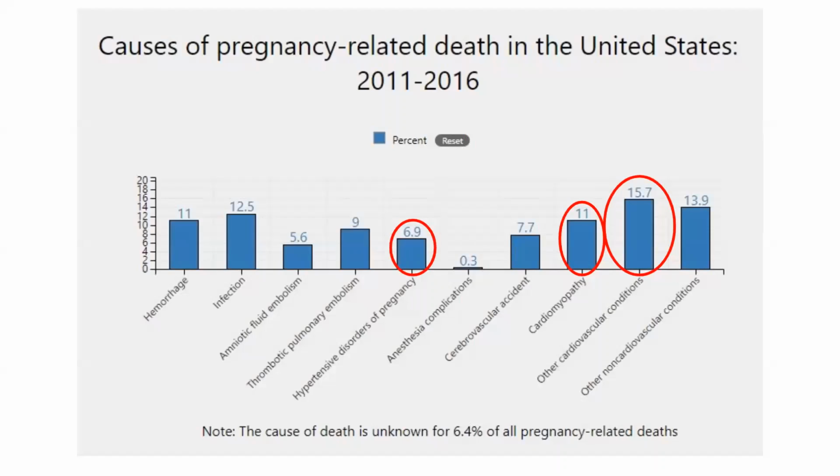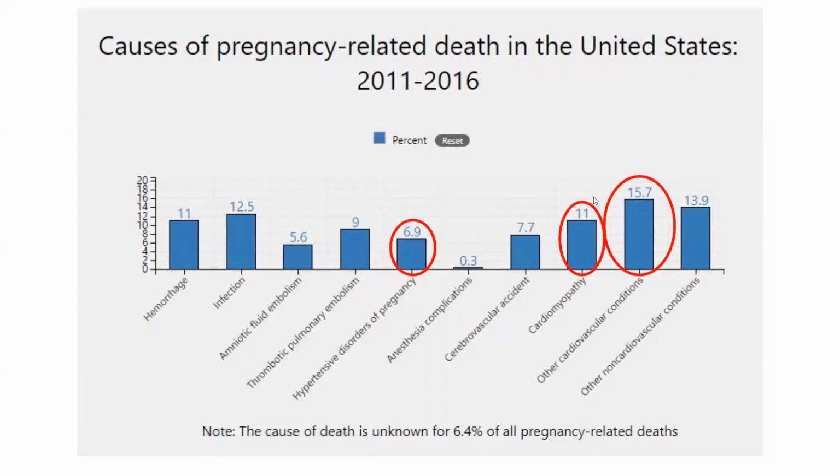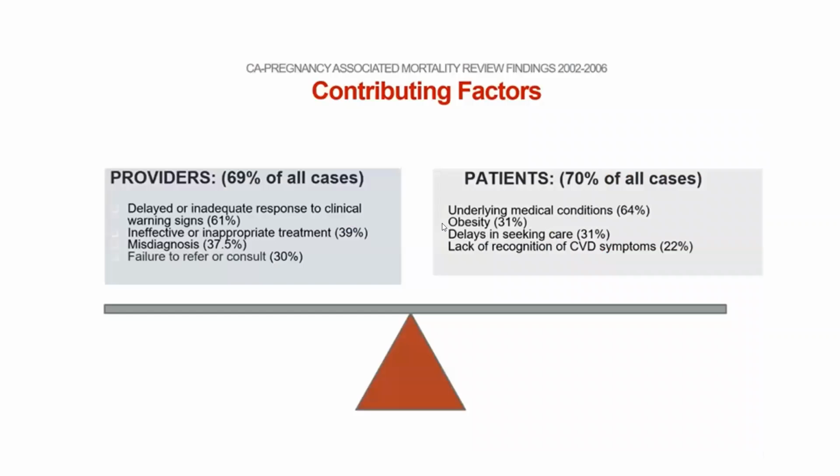Some of you may have seen this report before. This is from the maternal mortality report. It says the causes of pregnancy related death in the United States from 2011 to 2016. And I just want you to notice, right? We already said 15.7% were related to cardiovascular conditions, but then 11% of them are from cardiomyopathy, which if you add these two together, that's 26% of our maternal deaths. And then if we throw in hypertension as well, that's another about 6.9%. So that's greater than 32-ish% of our moms having some cardiovascular related issue related to their maternal death.